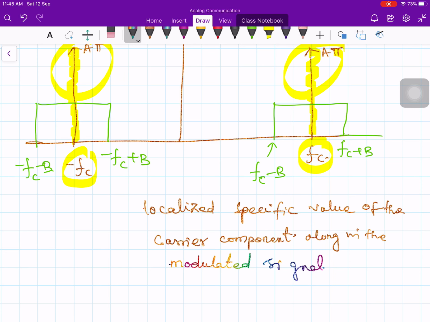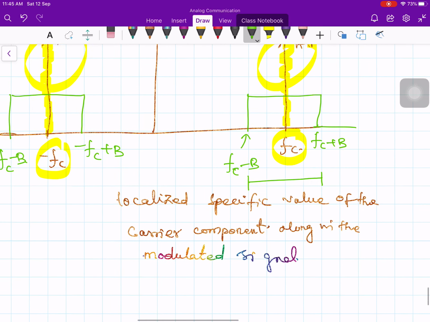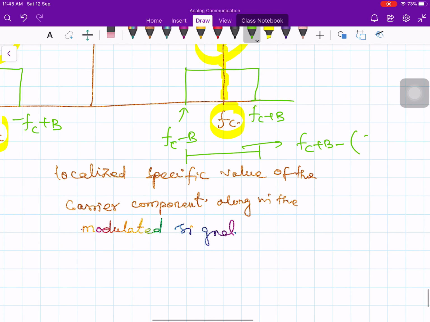The spectrum properties of this signal are to some extent similar to that of DSBSC. The spectrum is the same in the sense that if you want to find the bandwidth, this is my bandwidth. What is the upper frequency? Fc plus b. What is the lower frequency? Fc minus b. So this is equal to 2b. In DSBSC also the bandwidth is 2b, and here also the bandwidth is 2b.